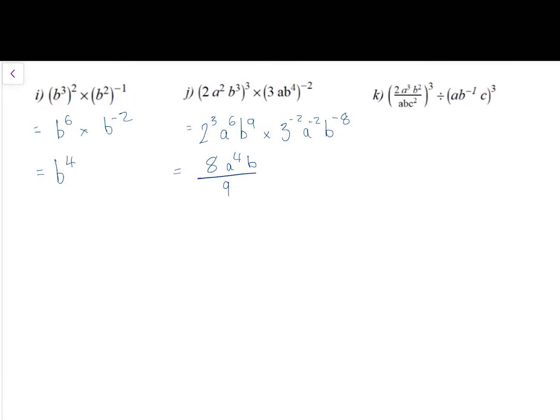Okay, with this last one, let's expand out these brackets. 2 to the power of 3, a to the power of 9, b to the power of 6, all of this over a to the power of 3, b to the power of 3, c to the power of 6, divided by a to the power of 3, b to the power of negative 3, c to the power of 3.